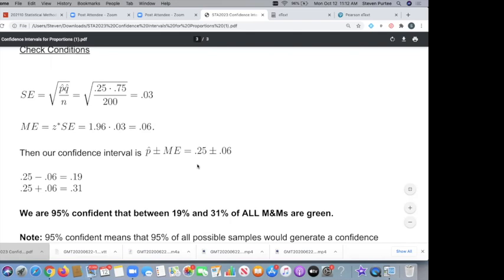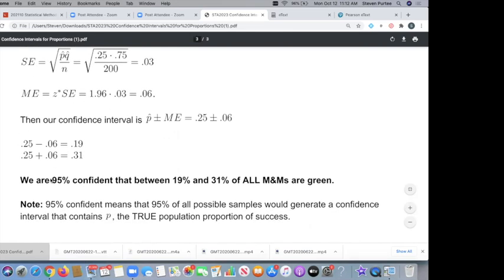Then our confidence interval is, that's our plus or minus right there. That's what the sample said. The sample said 25% of M&Ms are green. That's my wiggle room, plus or minus 6%. So I go up and down 6%. Then I write my sentence, and my sentence is we're 95% confident that between 19 and 31% of all M&Ms are green. That's it. That's the entire problem.